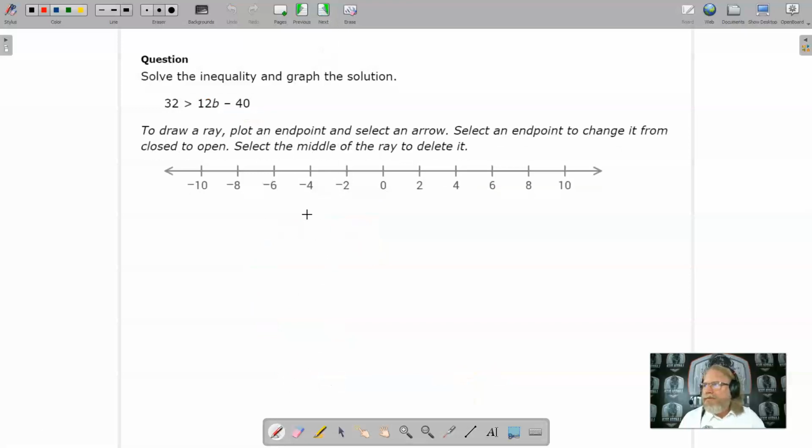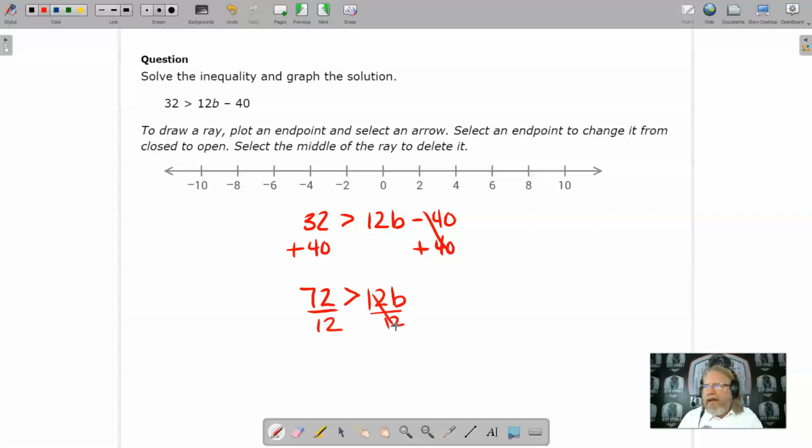Here we go with this one here. 32 is greater than 12b minus 40. Again, the variable is on the right, correct? Put that minus 40 there. So let's go ahead and add 40 to get rid of the negative 40. What we do to one side, we're going to do to the other. And now those 40s are going to cancel each other out, leaving us with our 12b on the right. And 32 plus 40 is going to be 72. And I believe if we divide both sides by 12, the 12s are going to cancel each other, leaving us with b on the right. And 72 divided by 12 should be 6, right?